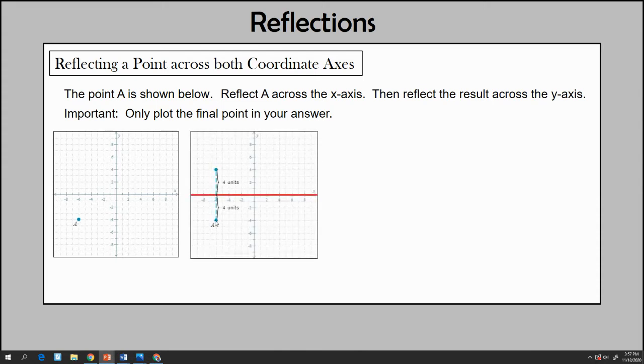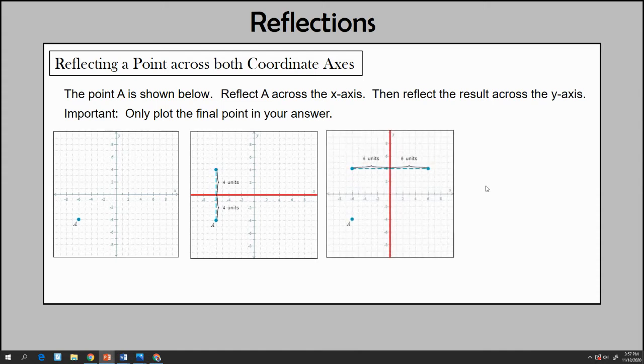Okay, so point A is 1, 2, 3, 4 units to the x-axis. So I go 1, 2, 3, 4 units in the other direction. And there's my first point. Okay, that's called my first image. Okay, now we're going to take this point and we're going to reflect it over the y-axis.